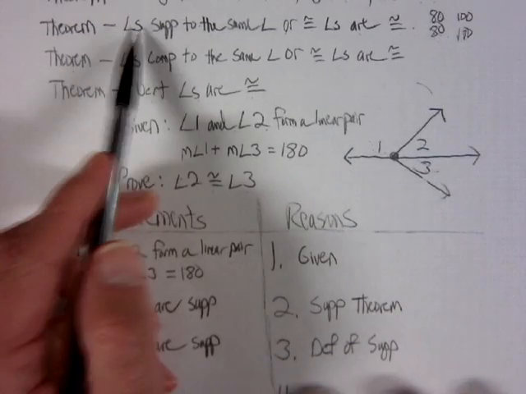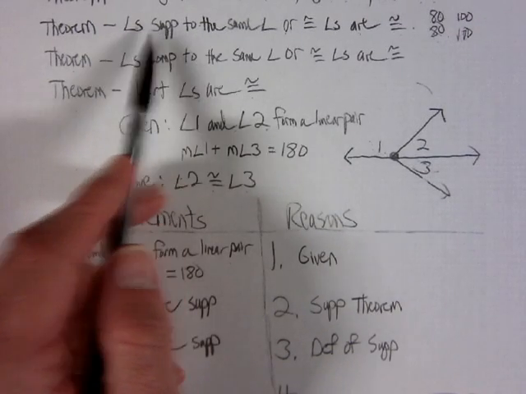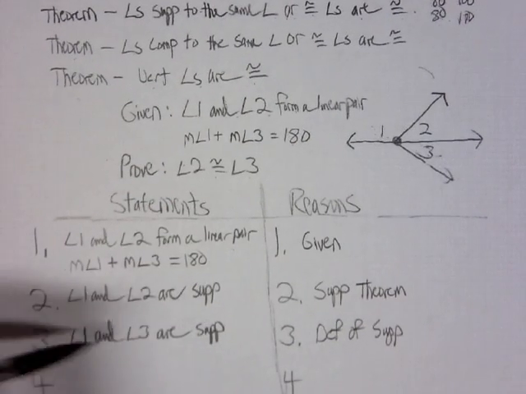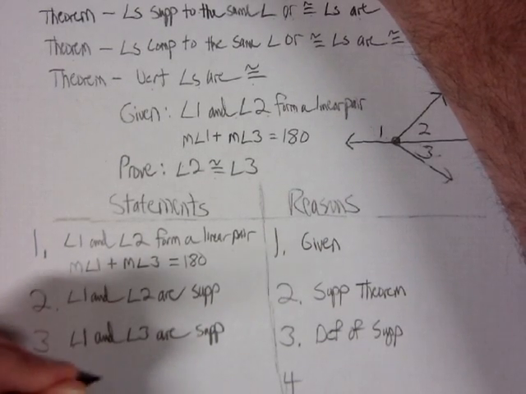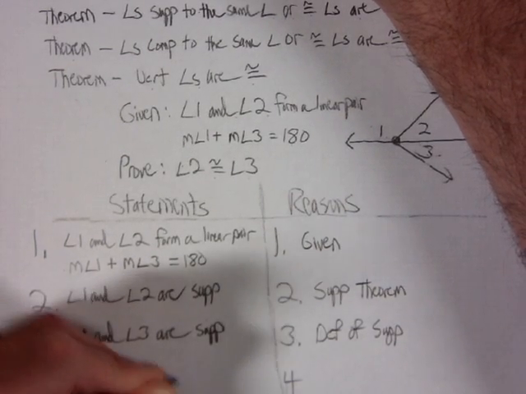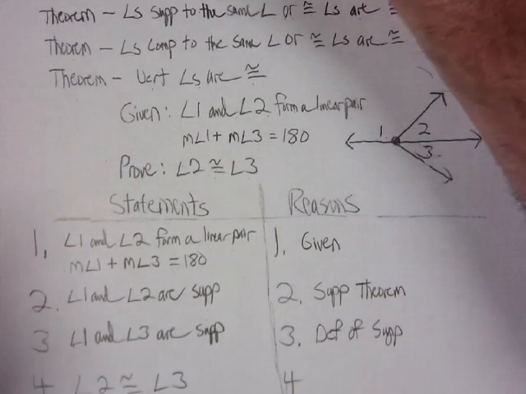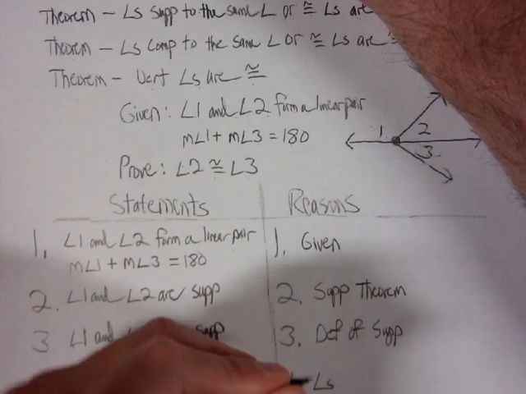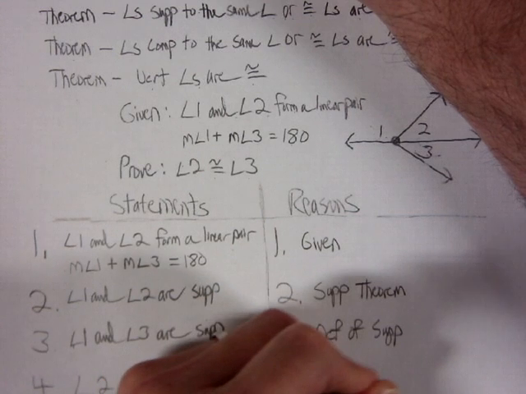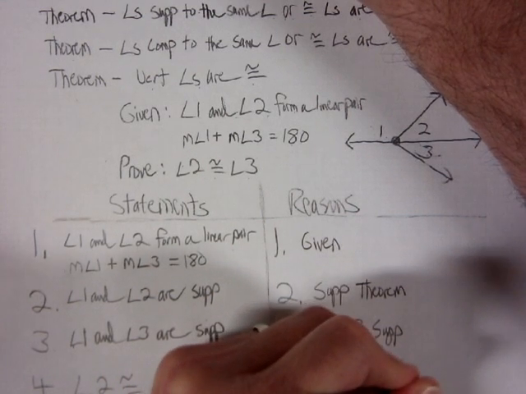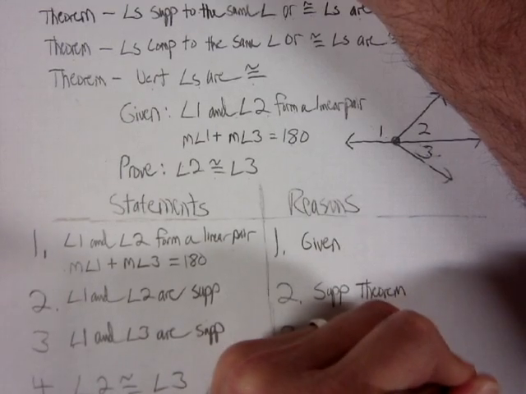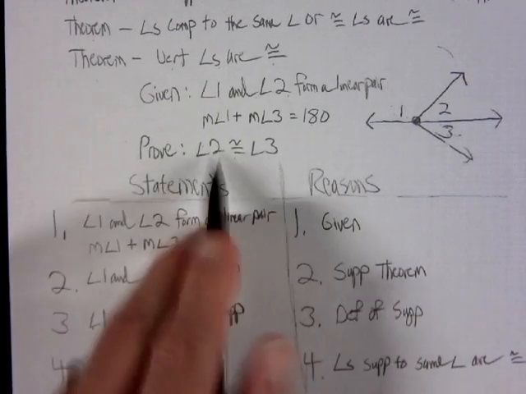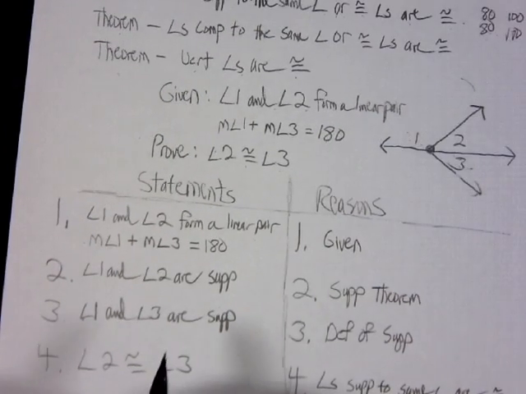Remember we had a theorem that said angles supplementary to the same angle or congruent angles are congruent. So since 2 and 3 are supplementary to the same angle, that means angle 2 and angle 3 have got to be congruent. When the theorem doesn't have a name, you just briefly state what it says: angles supplementary to the same angle are congruent. Okay, so there you go. And because we have gotten down to what they asked me to prove, we're done. See if we can do one more here.